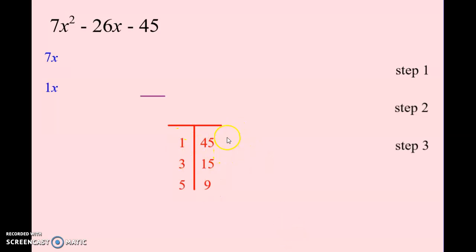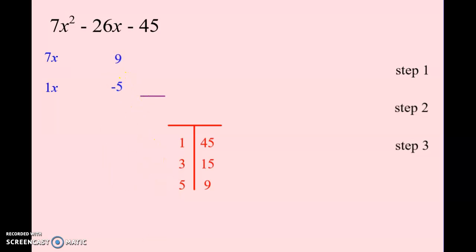I know that 1 and 45 is going to be way too big. Because 7 times 45 is a big number, and even 1 times 45 is too big to give us this 26. So now I'm just going to look at the numbers and see what makes sense. If I do 1 times 15, I'm going to get 15, and 3 times 7 is 21. That's still way too big. So I know that 5 and 9 are going to be my choices. Now I just have to figure out which way I put those in order to be able to get the correct answer.